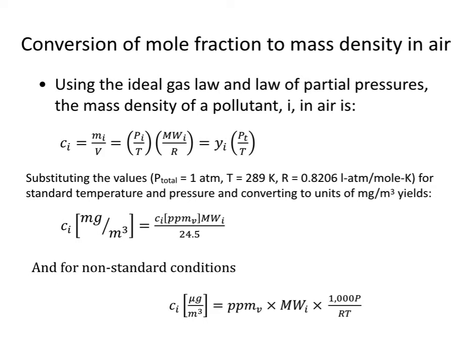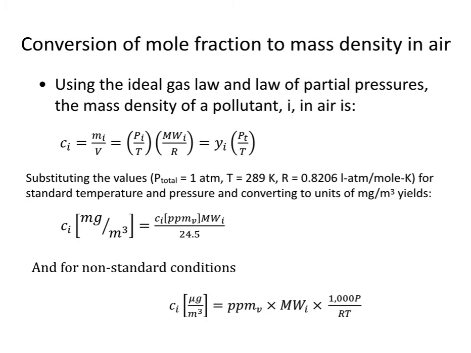If we have a temperature of 289 degrees Kelvin, our standard temperature, the ideal gas law constant of 0.8206 liter atmospheres per mole degree Kelvin, at standard temperature and pressure, and converting to units of milligrams per meter cubed, the derivation for which is in the textbook, we see that the concentration of something expressed in milligrams per meter cubed of air is equal to that concentration expressed as a volume fraction or mole fraction in terms of parts per million multiplied by the molecular weight of that pollutant divided by the values of the temperature and ideal gas law constant and standard pressure all multiplied together, which gives us a value of 24.5 in the denominator.